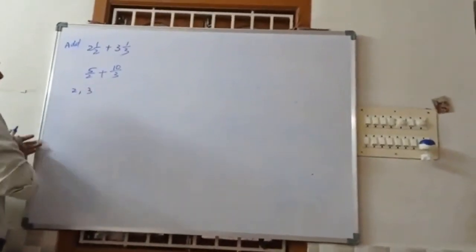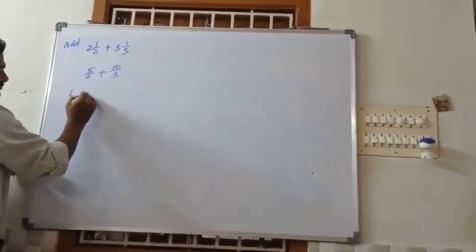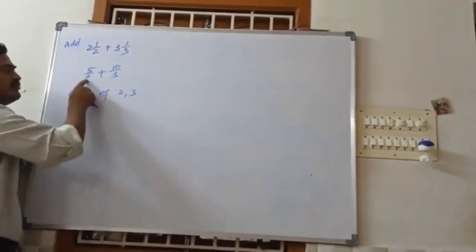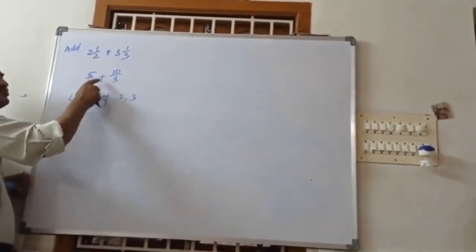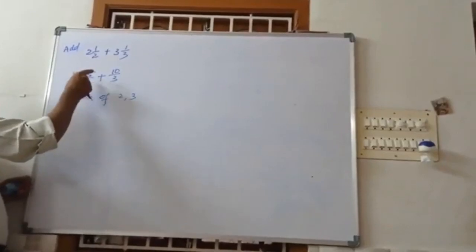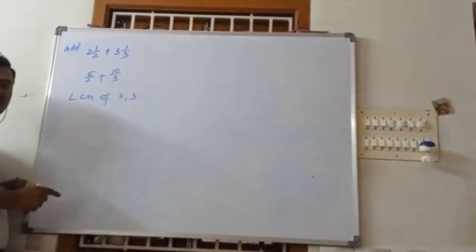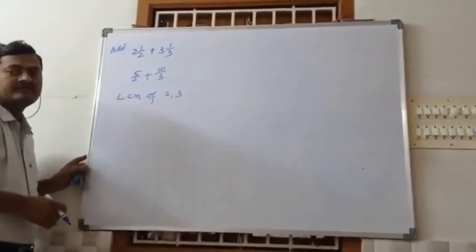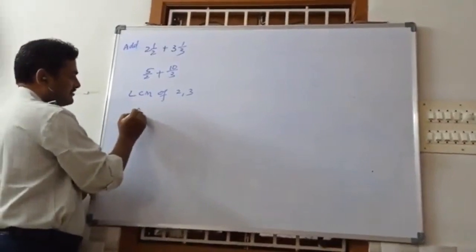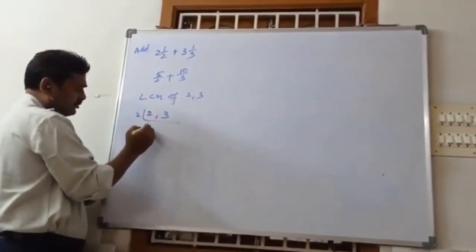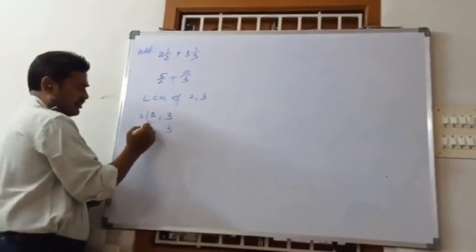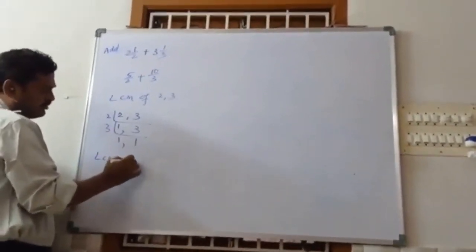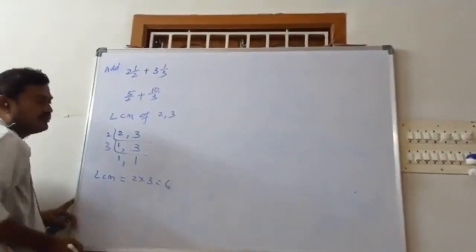Now the LCM of 2 and 3. Why do we need to find the LCM of 2 and 3? Because these are unlike fractions. The unlike fractions can be converted into like fractions, then only we go for adding or subtracting. Now LCM of 2, 3. 2 table, 2 ones, 3 will not go. Now 3 table. Now LCM equals 2 into 3, that equals 6.